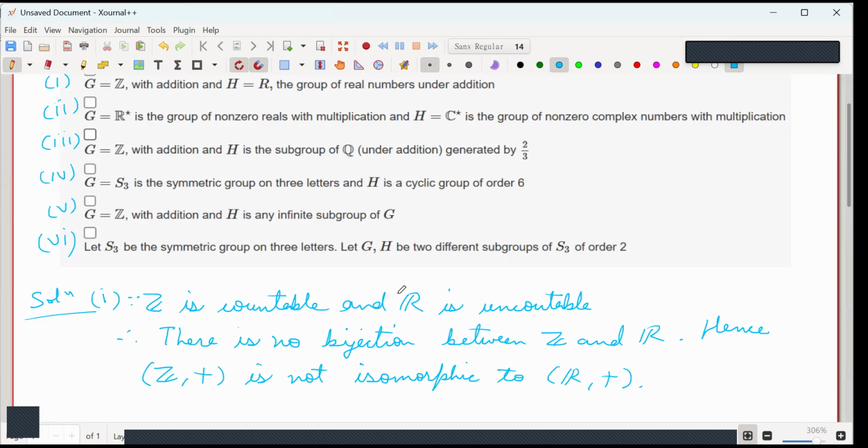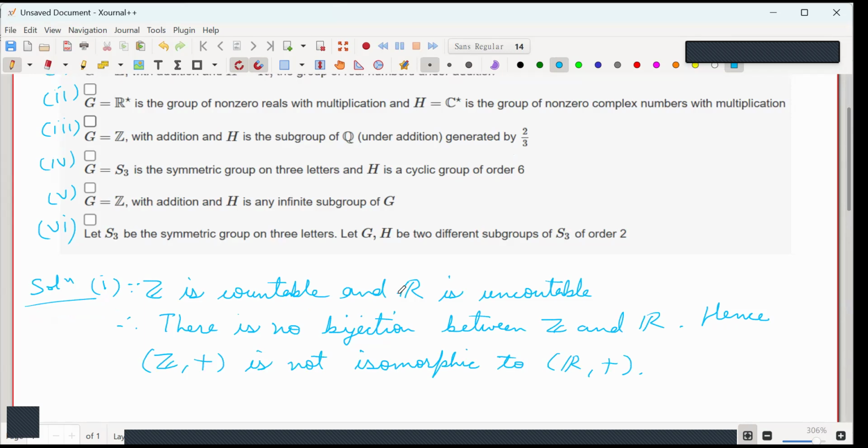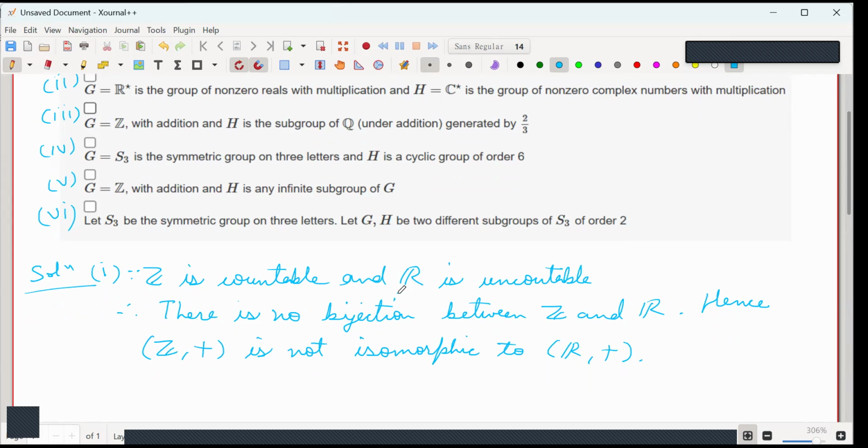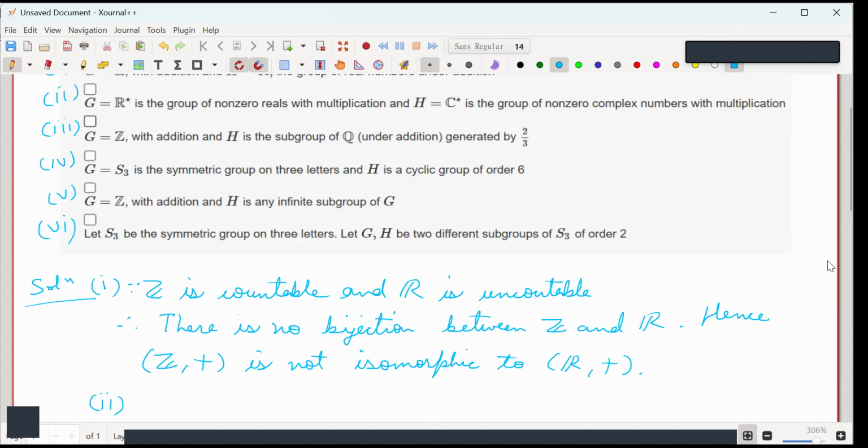Now the second part. R star is the group of non-zero reals with multiplication, and C star is the group of non-zero complex numbers with multiplication. So are these groups isomorphic to each other? Probably not, but I'm not sure how to either disprove or prove it.